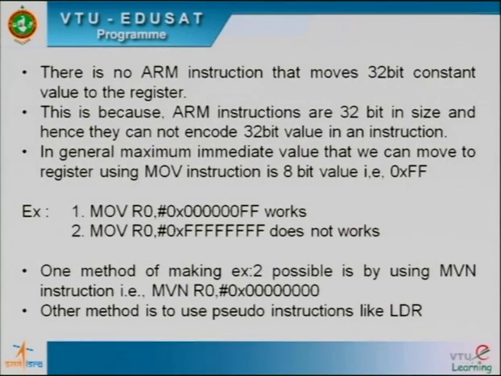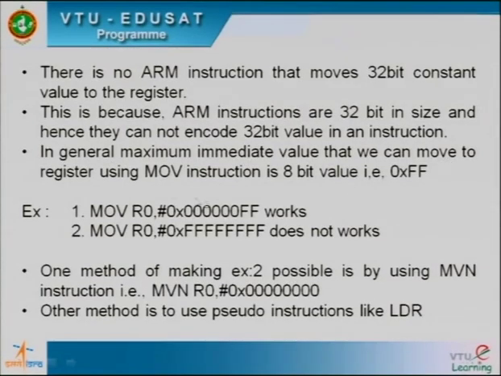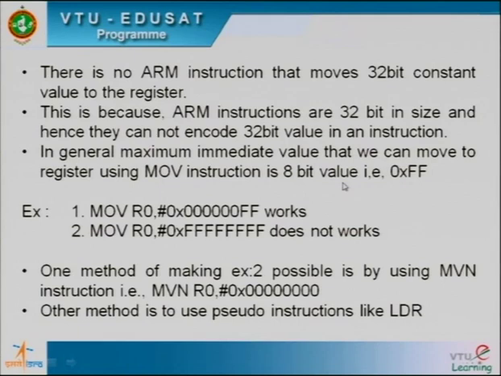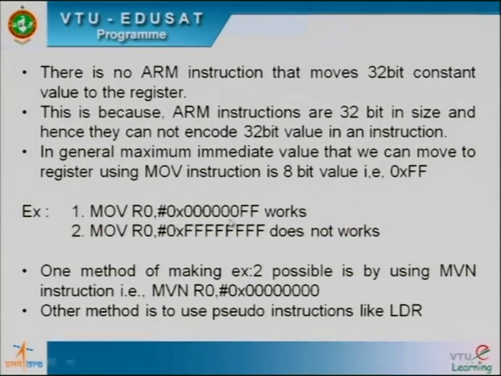So what is the option that we have? One more point: in general, the maximum immediate value that we can move to a register using the MOV instruction is an 8-bit value only. That means you can write the instruction as, see example 1, MOV R0, #0x000000FF. If you write this, it works.